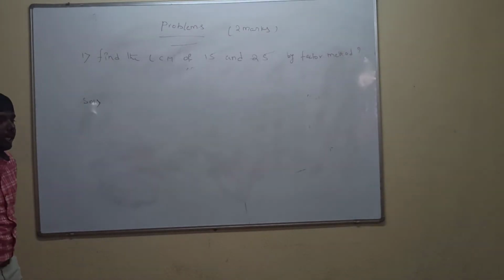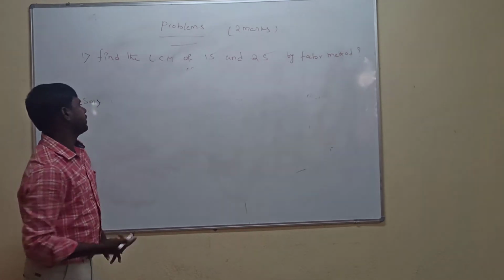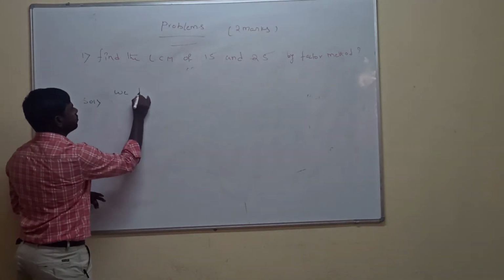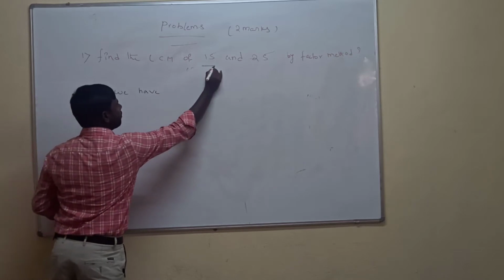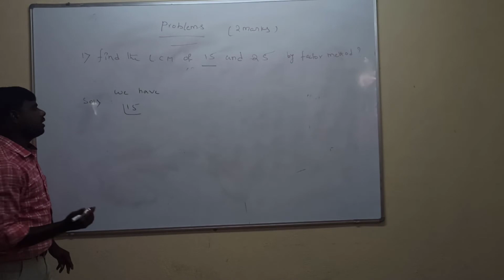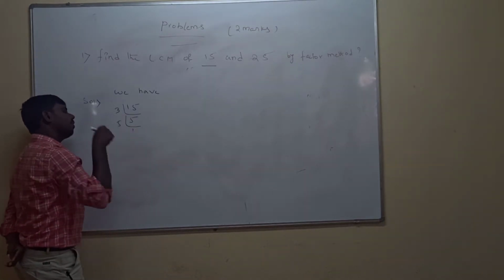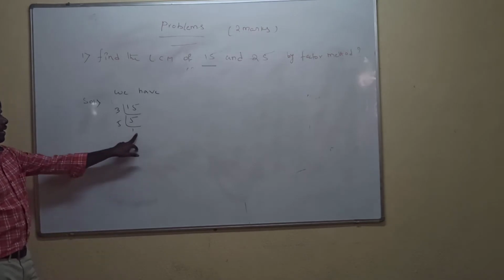Here also they give only 2 numbers. We do the division method separately for each number. First, 15. 15 is not divisible by 2, so we take 3. 15 divided by 3 is 5, and 5 divided by 5 is 1. Finally the remainder is 1.